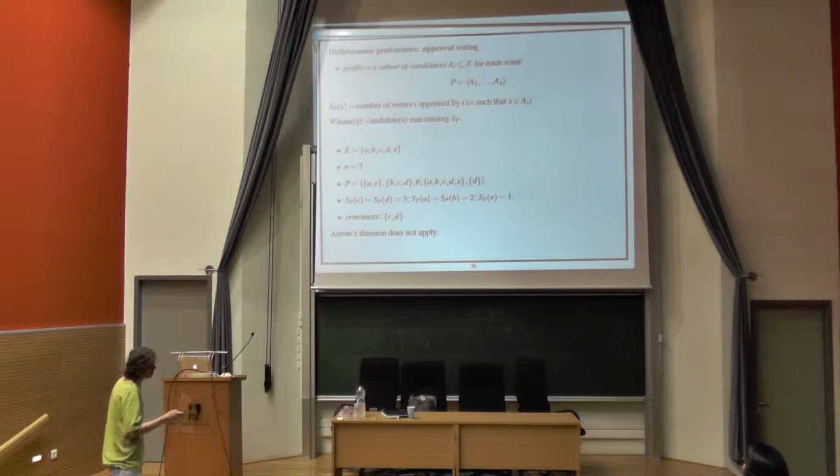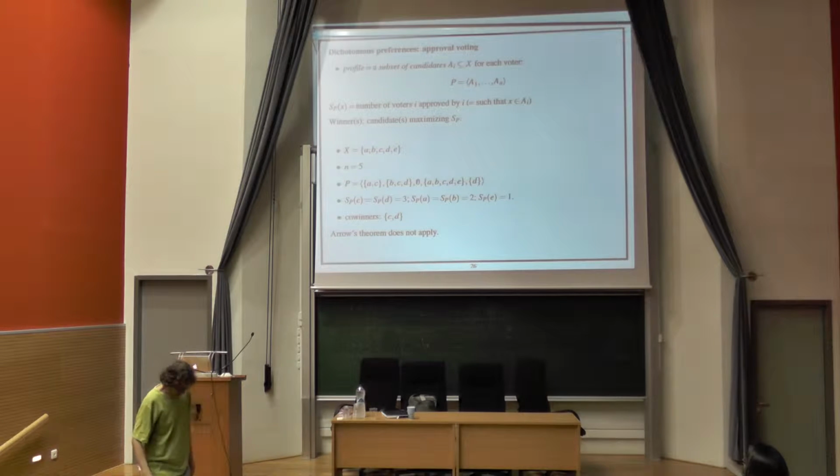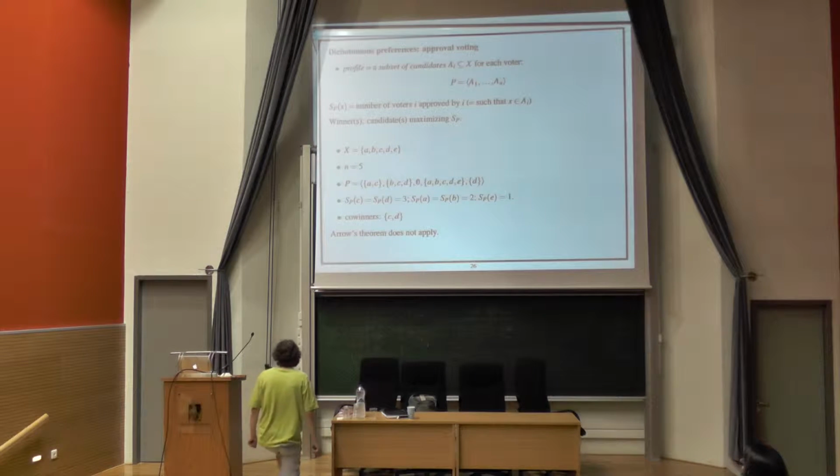So for instance, if we have here 5 candidates and 5 voters, and the votes: voter 1 approves A and C, voter 2 approves B, C, and D, the third one approves no one, the fourth approves 5, and the last one approves D. Then the co-winners will be C and D, because they maximize the number of approvals. And again, our theorem does not apply.